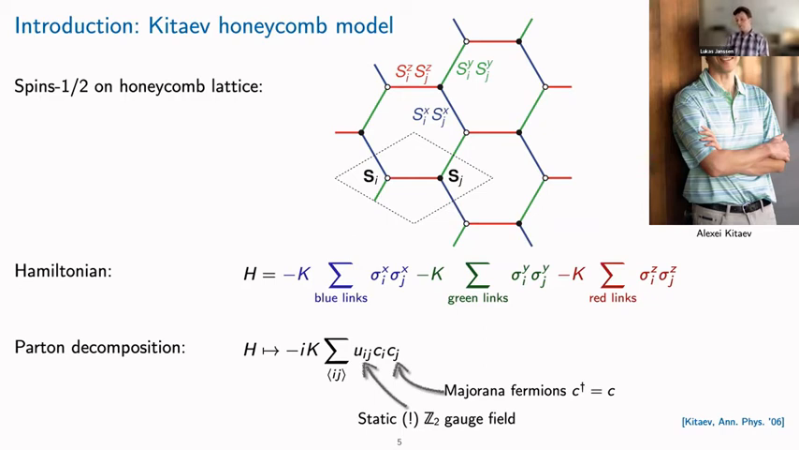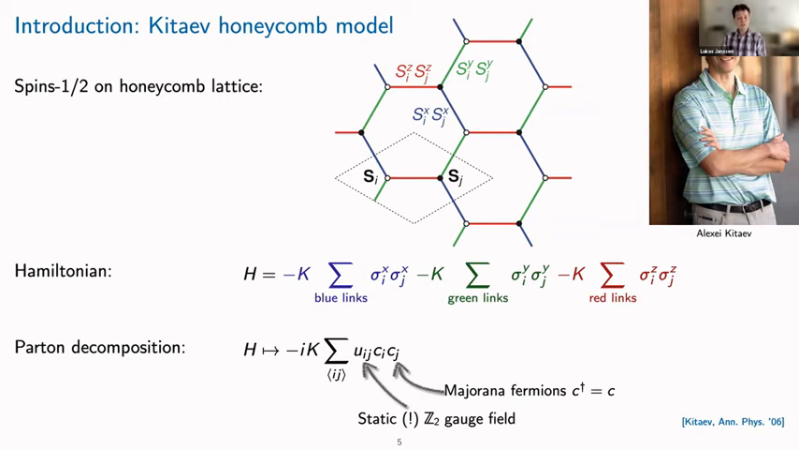Importantly, these bond operators u_ij are static operators in the sense that they commute with the Hamiltonian, and they also commute among themselves. So we can simultaneously diagonalize the Hamiltonian with all these bond operators. That's a remarkable situation, and that allows the exact solution of this model. So the ground state of this model describes real fermion operators, Majorana fermions, that hop on a background of a static Z2 gauge field. It's a Z2 quantum spin liquid.